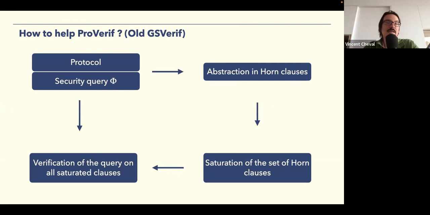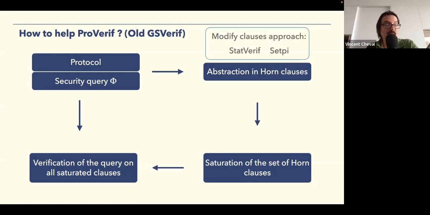So how do we help ProVerif, or let's say the old GSVerif version? Okay, if we look at previous works that looked at states, how to include states in ProVerif, like StatVerif and SAPIC, the idea was: well, we know that the abstraction into Horn clauses is not complete enough, so we will modify the clauses that are generated to add more information and change the way the resolution is done. That's typically the approach of StatVerif and SAPIC.